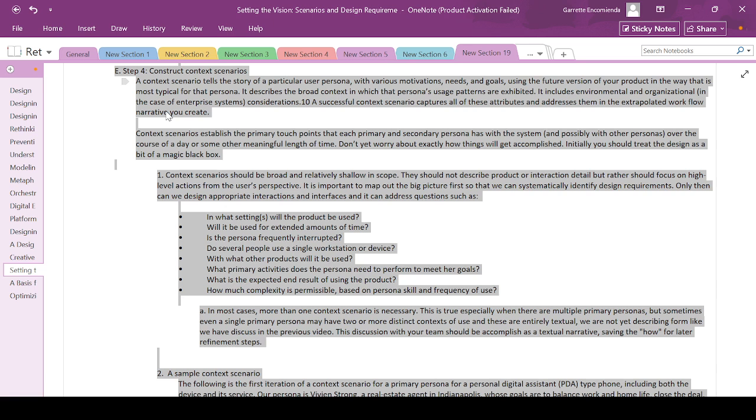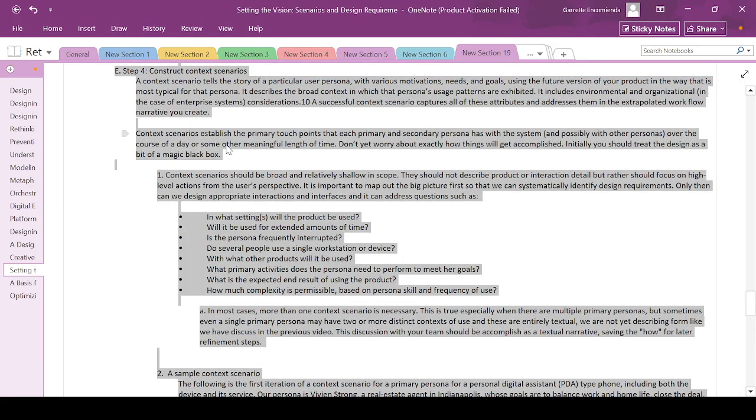A successful context scenario captures all of these attributes, which provides a more holistic view of the persona, and addresses them in the extrapolated workflow narrative you create. Now we will provide an example for that later.